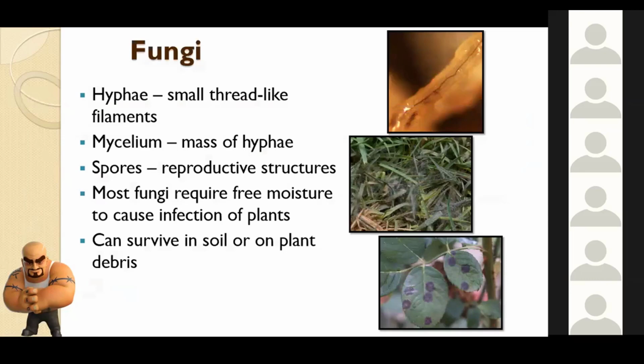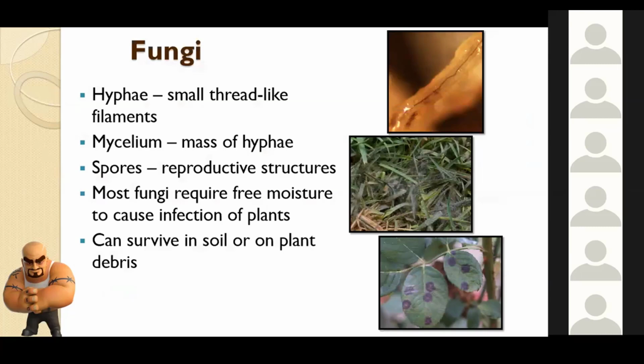First is fungi. And just a little bit about fungi terminology. The hyphae is the small thread-like filament that we have. And on the top picture here, we can see an individual hyphae that's growing along the root of some turf. Mycelia is going to be a mass of that hyphae. So that, what looks like cottony growth or a spider web sort of thing, that's your mycelia. And in the middle picture there, we can see the mycelia mat on the turf.